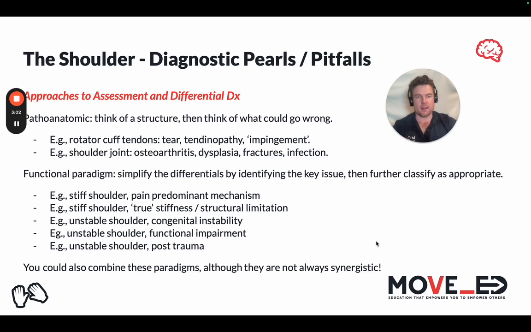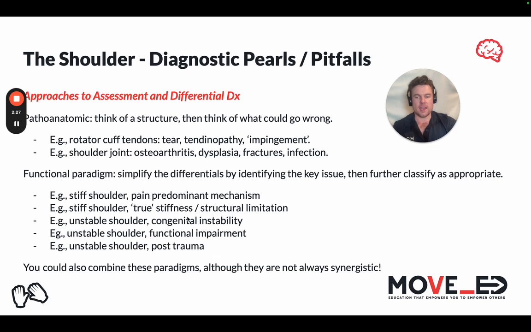So a functional paradigm might suit you better, where you identify the key issue and then maybe sub-classify or further pin down what is underlying that problem. So the stiffness might be the main issue that someone presents with, but there could be pain that's underlying that and subsequent kinesiophobia or muscular inhibition, which means that they're not able to achieve the range of motion that their shoulder joint would actually offer them. It could be truly stiff, so there could be a degree of structural limitation occurring, and that could be capsular, it could be due to osteoarthritis.